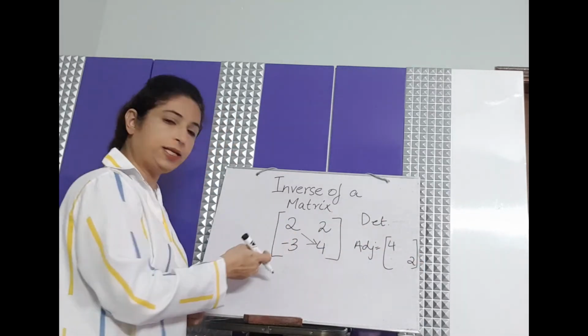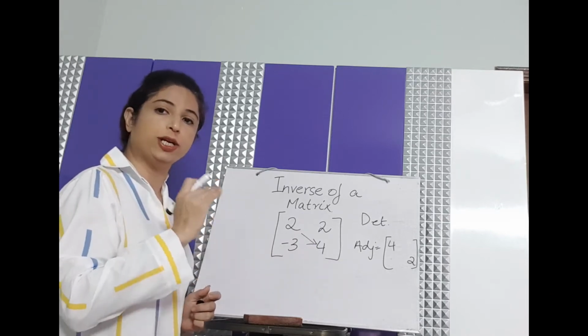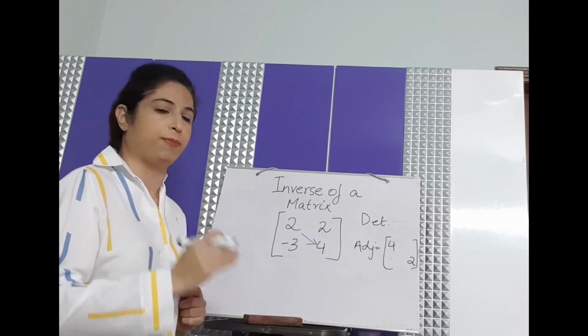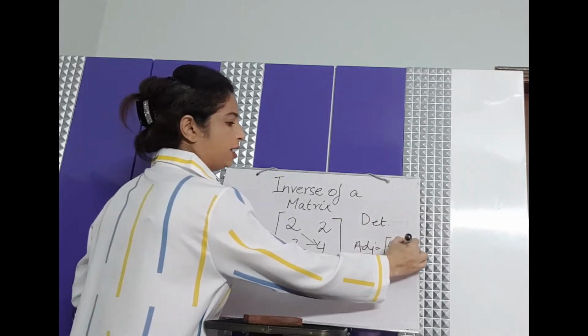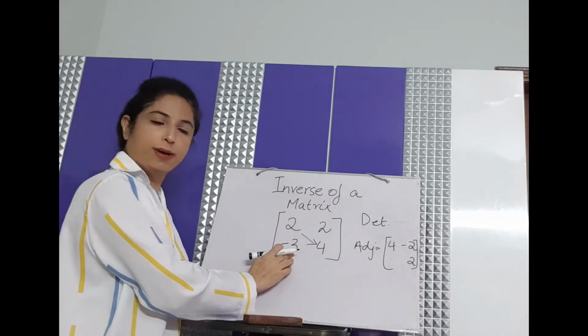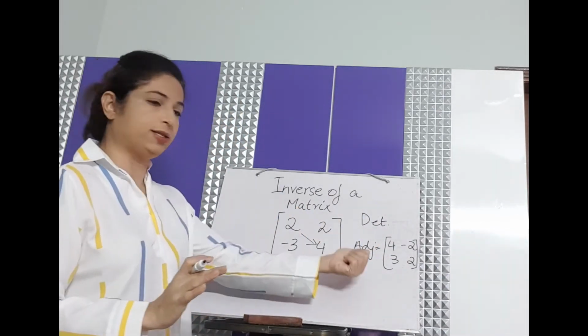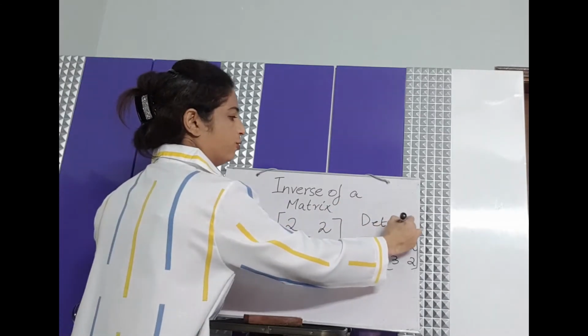And then the remaining diagonal will just change its sign. So if it is plus, it will become minus. If it is minus, it will become plus. So 2 is plus here, it will become minus. 3 is minus here, it will become plus. And now everything is easy. So this is the adjoint and the determinant was 14.